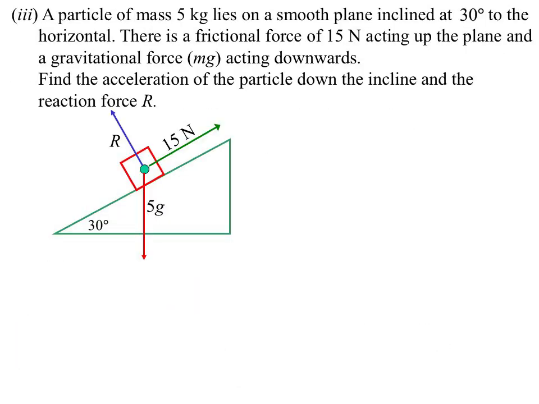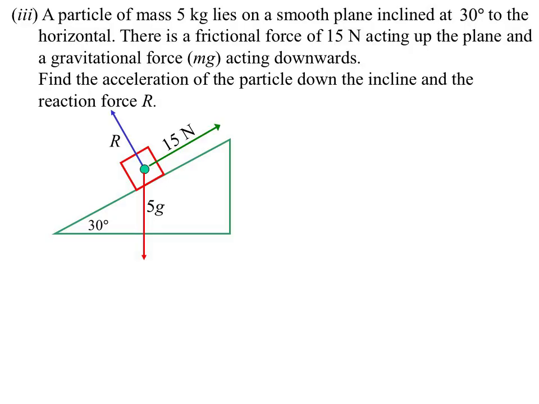Now, let's look at something a little bit more interesting. We have a particle of mass 5 kilograms sitting on this plane, and the plane's at 30 degrees. We will talk a lot more about different types of forces next year when we look at this stuff in Extension 2, but this problem has certain forces acting on it. Anytime something slides along a plane, you have a frictional or resistive force acting in the opposite direction to which you're travelling. So this is the 15 newtons here.